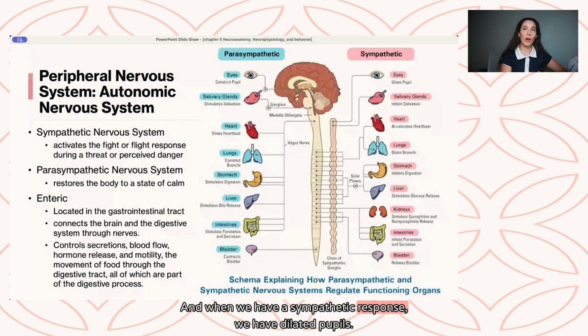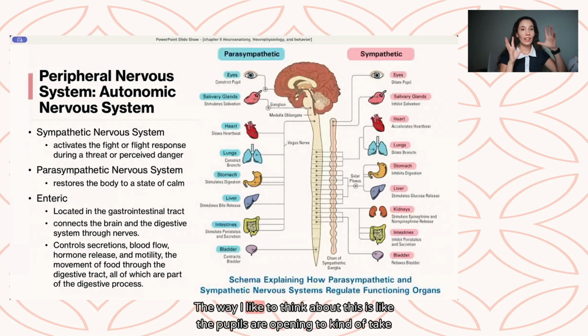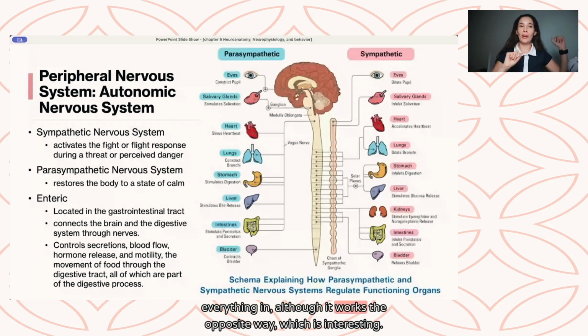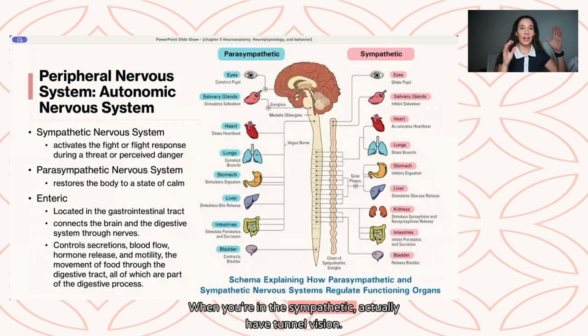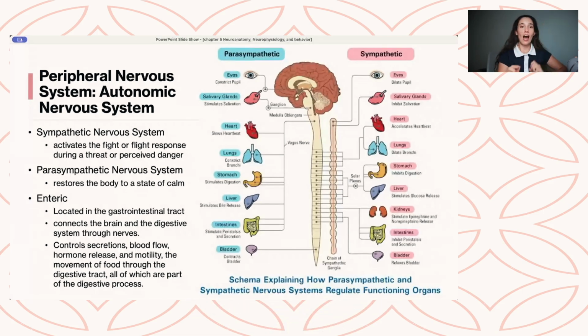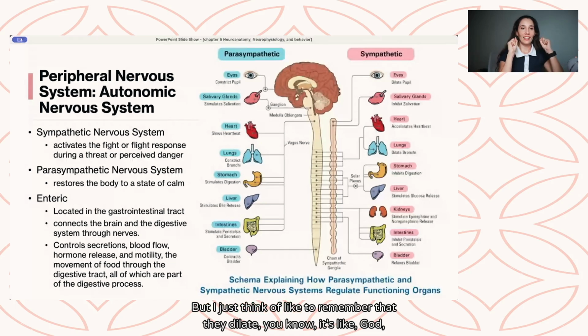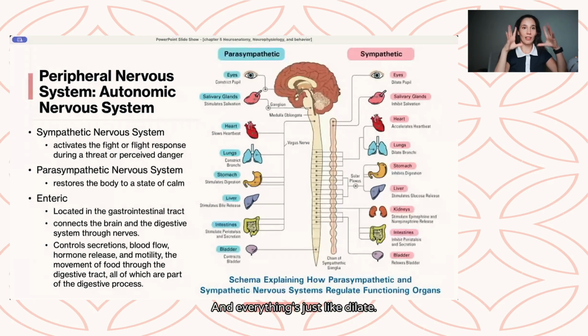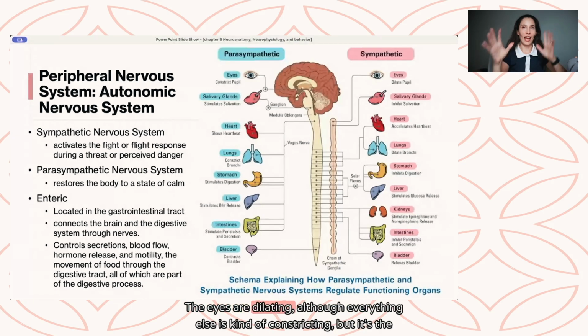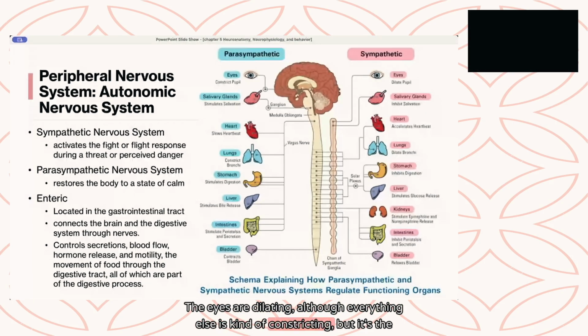When we have a sympathetic response, we have dilated pupils. The way I like to think about this is like the pupils are opening to kind of take everything in, although it works the opposite way, which is interesting. When you're in the sympathetic, you actually have tunnel vision. But to remember that they dilate, I just think, oh God, something's happening, right? And everything's just like dilate. The eyes are dilating, although everything else is okay.